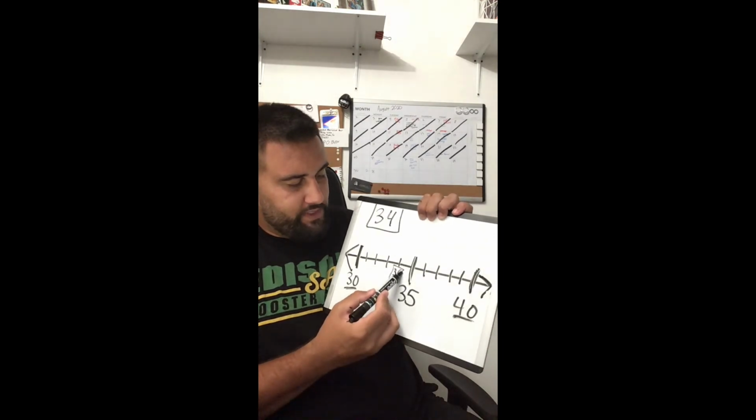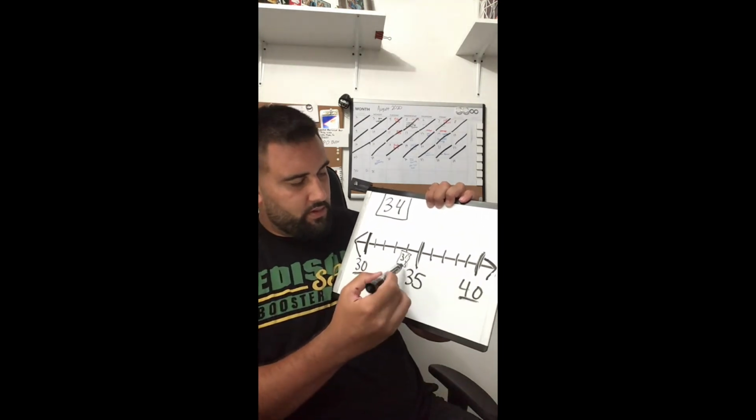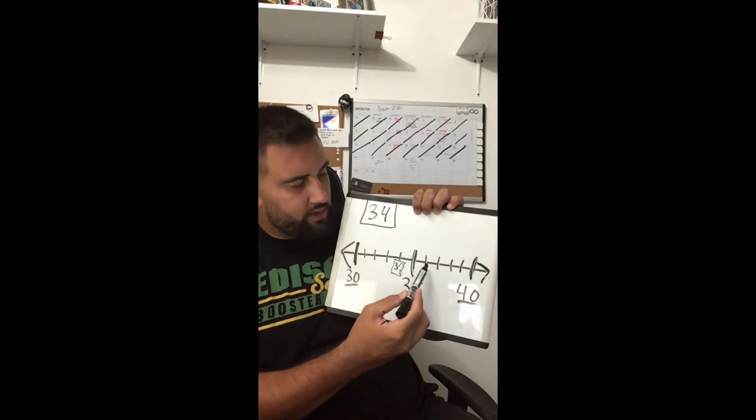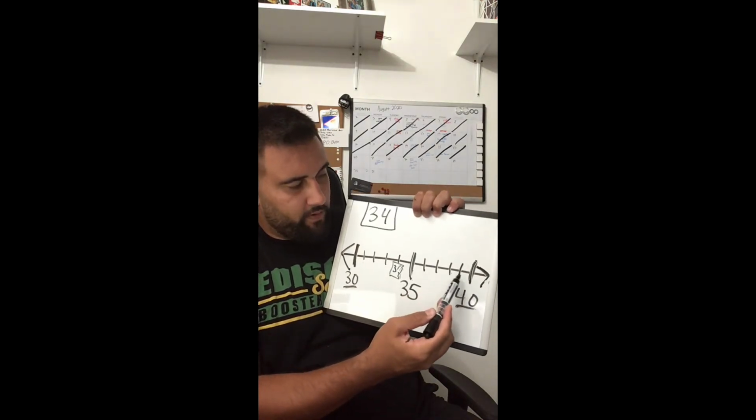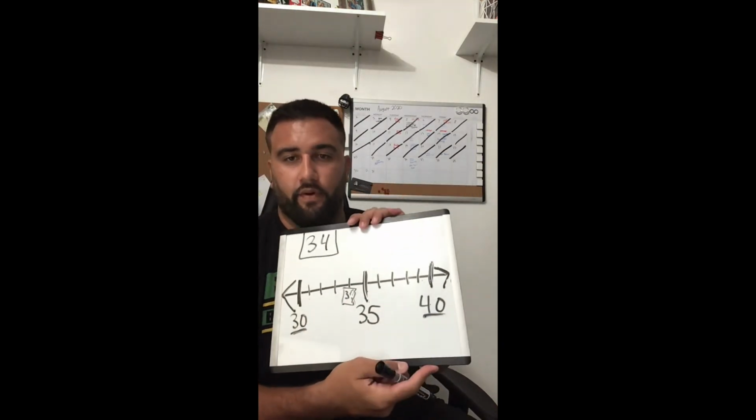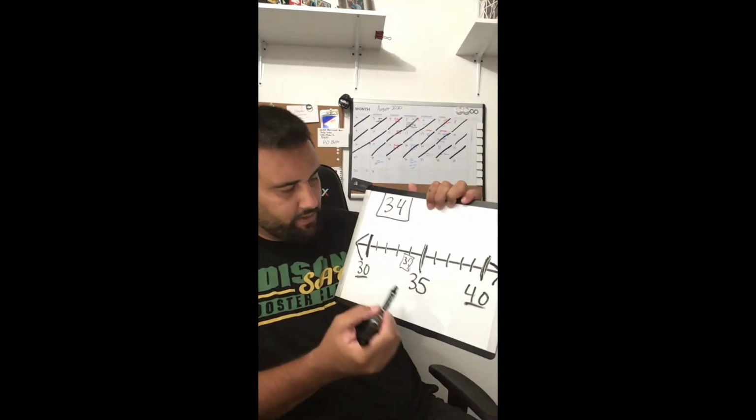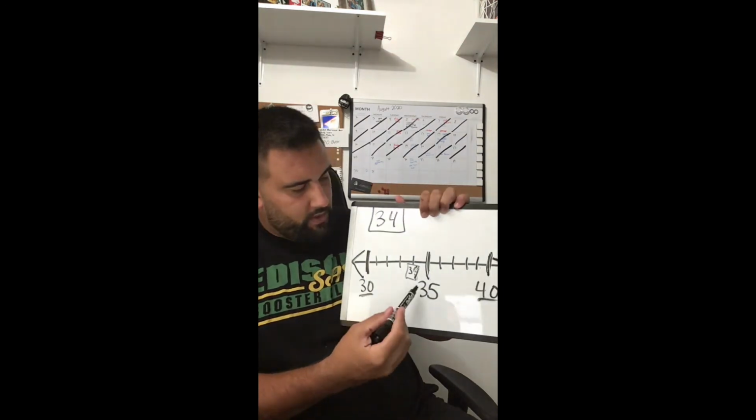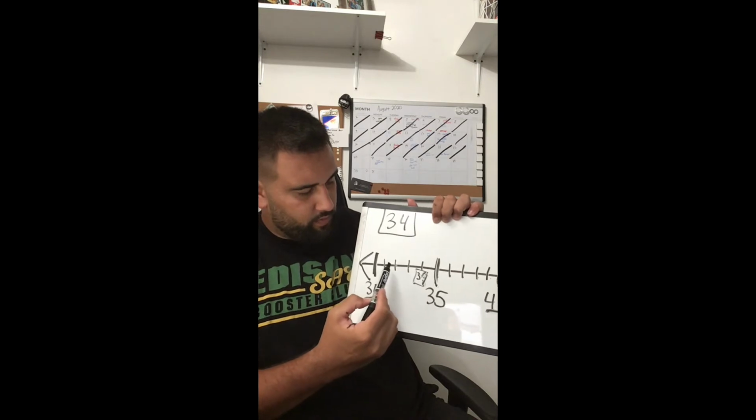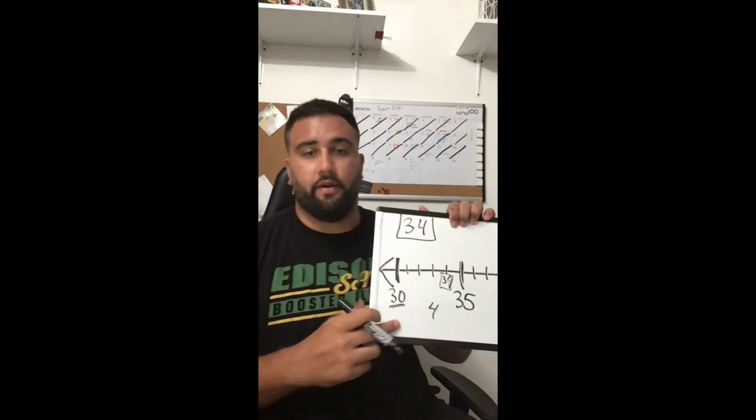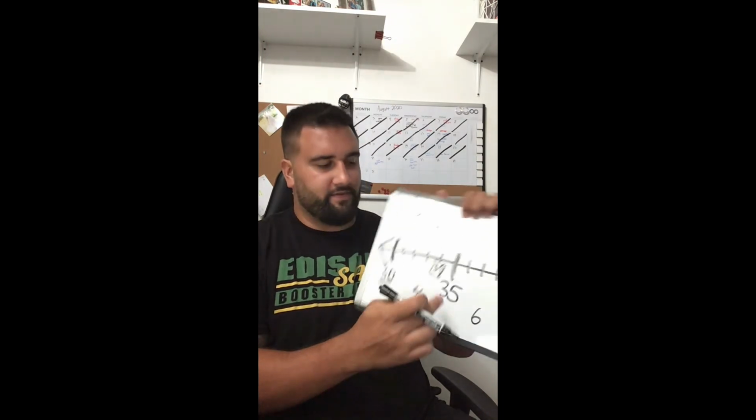So let's count. Let's see how far it is from 40. We have 35, right? So we got 1, 2, 3, 4, 5, 6. Okay, so it's 6 notches from 40. Right, now let's see how close it is to 30. 34. I'll rewrite that for you. Okay, we've got 1, 2, 3, and 4. So it's only 4 from 30, right? And it's 6 from 40.